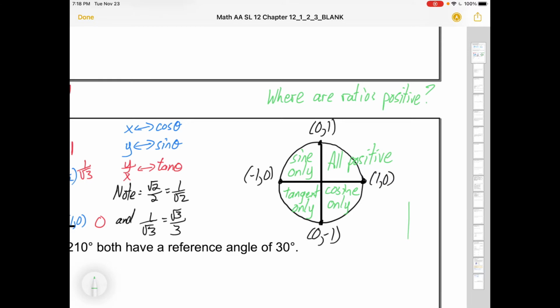So sometimes people think of this as ASTC. Tells us which ones are positive.